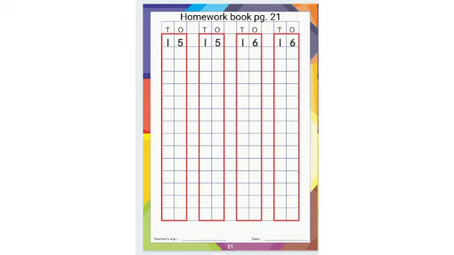This is page 21 in your homework book. You must have already written number 15 in this. The same way, you have to write number 16 as homework in these two columns.